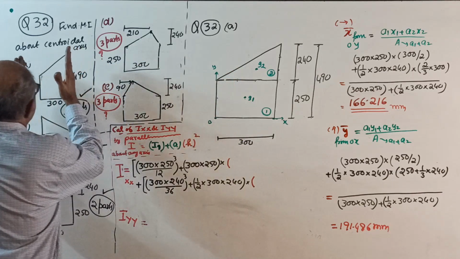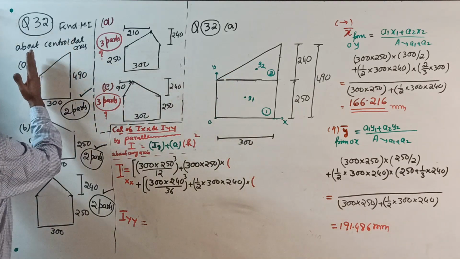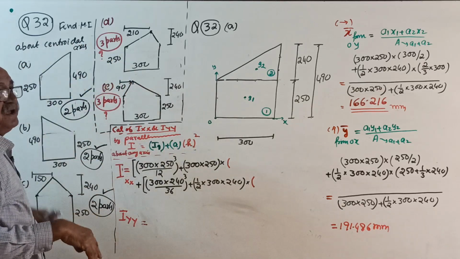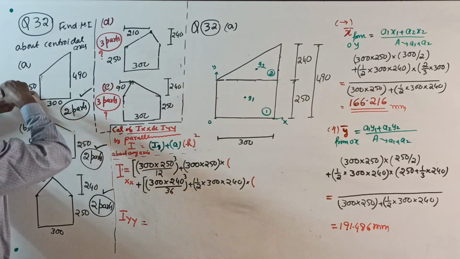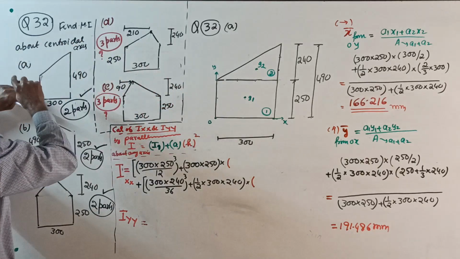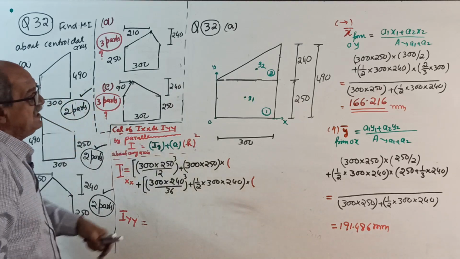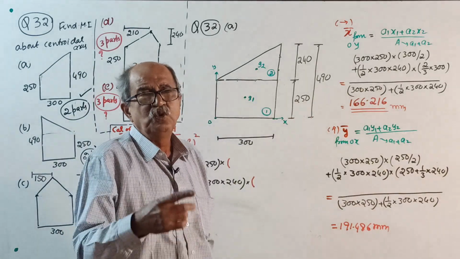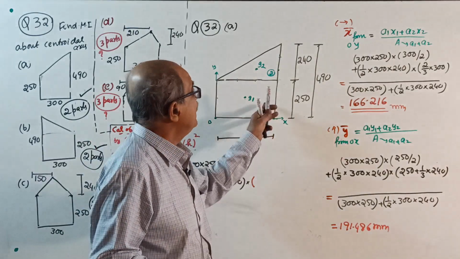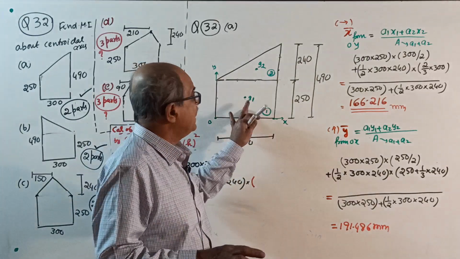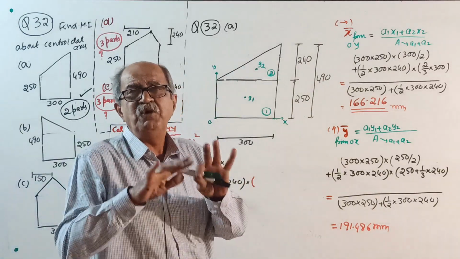For that matter, if you want, this is a trapezium. These are the two parallel sides, so you can apply the centroid formula this way: 250 plus twice of 490 divided by 250 plus 490, into 300 by 3. You will get the same answer, for those who are interested. But anyway, we will not bother about those formulas. We want rectangle and triangle. Trapezium we will not talk about.